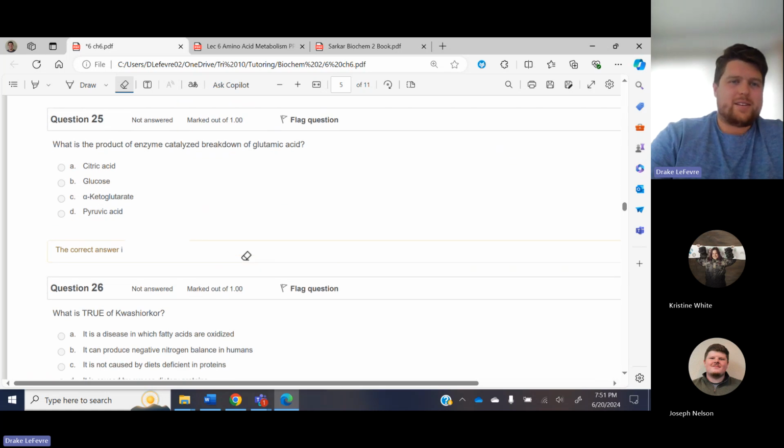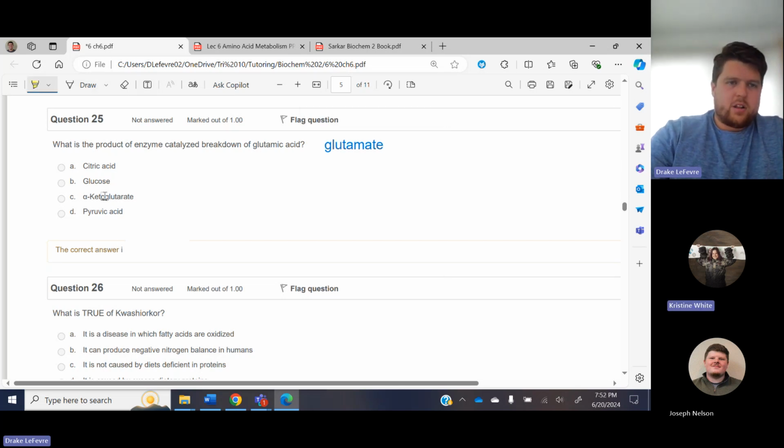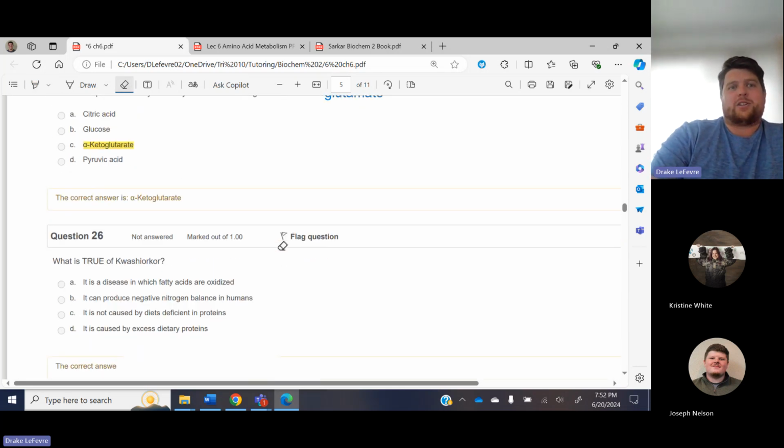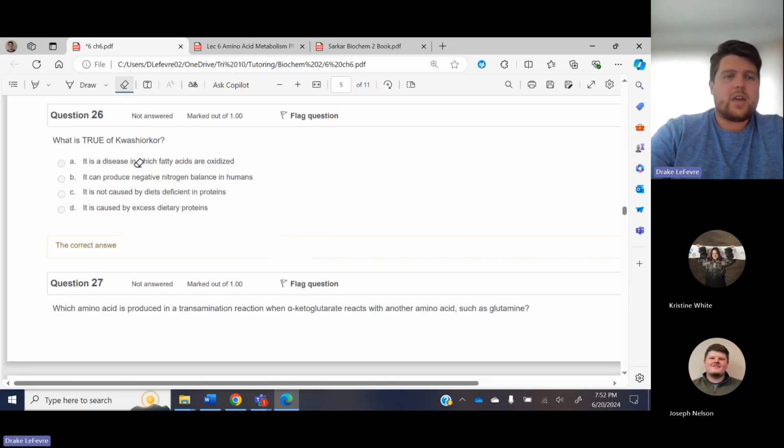What is the product of enzyme catalyzed breakdown of glutamic acid? Glutamic acid, what's another? Glutamic acid is literally saying the exact same thing as glutamate. It's just sometimes they decide to make it glutamic acid. Of all of these, which one sounds the most similar? Alpha-ketoglutarate. Yeah, alpha-ketoglutarate. When all else fails, look for actual similarity between words. Sometimes it works out.